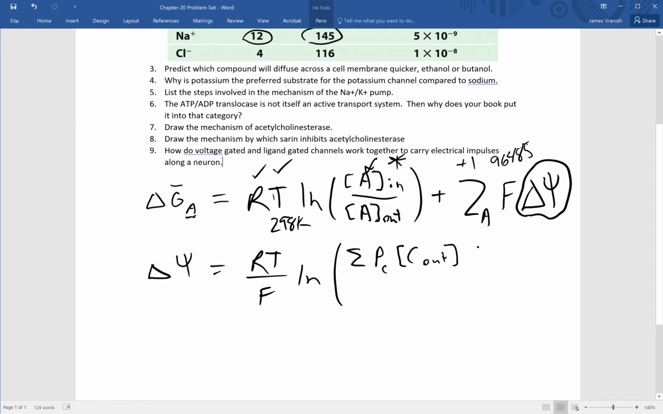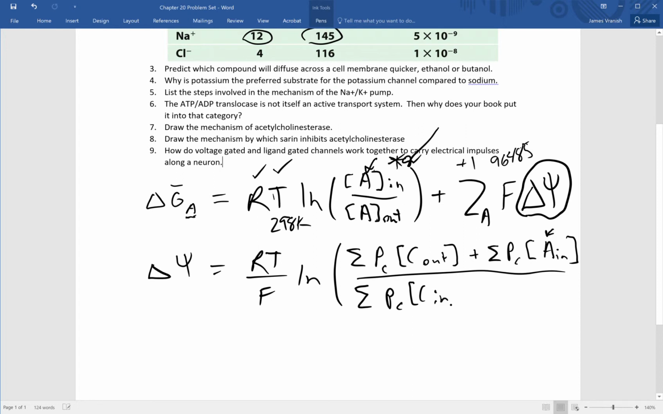So C here is cations plus the sum of the partition coefficients times the anions that are inside the cell. One thing to be cognizant of, this A here stands for anions. The A's up here stand for whatever chemical we're looking at, in this case sodium, over the sum here of the partition coefficients of the cations inside plus the sum of the partition coefficients of the anions outside.